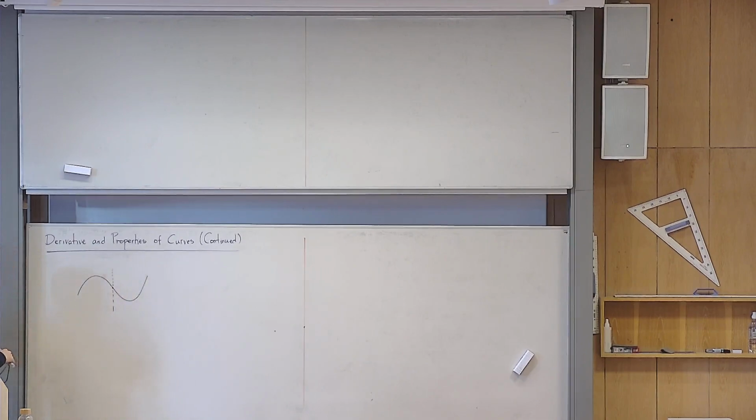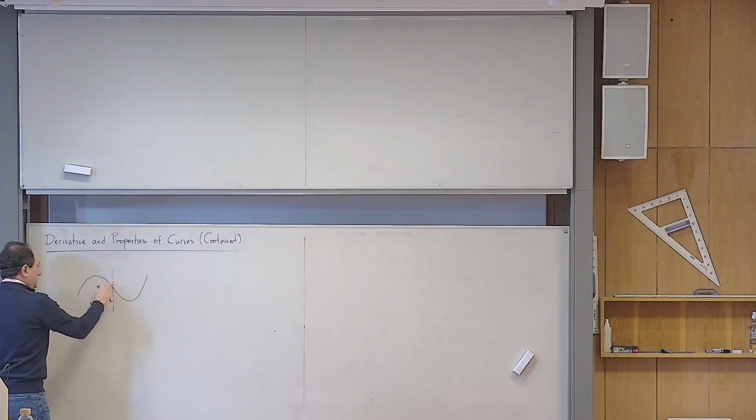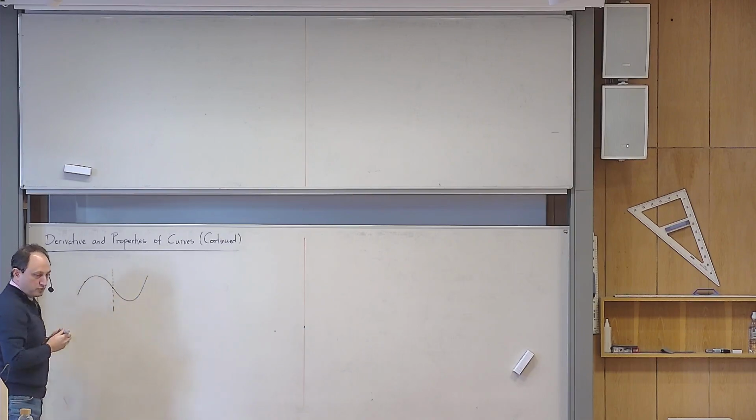But last time I tried to convince you, and hopefully I succeeded, to show that if the function is concave down, the second derivative plays a role here. So let me just review this.